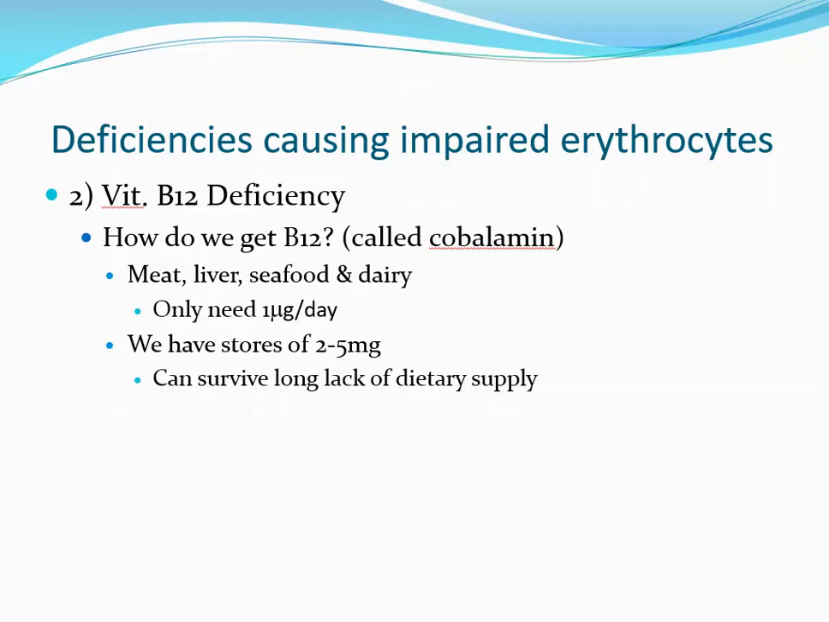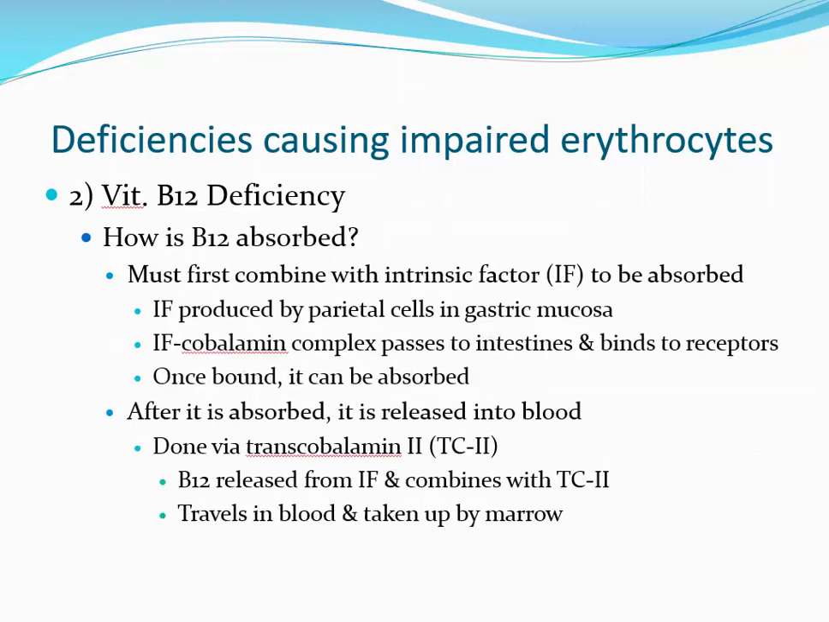And the good thing is we have stores of between 2 and 5 milligrams, so our bodies can survive a long lack of dietary intake. The problem with B12 is its absorption. Before B12 can be absorbed, the released B12 from food must combine with a glycoprotein called intrinsic factor. Intrinsic factor comes from the parietal cells in the gastric mucosa of our stomach.